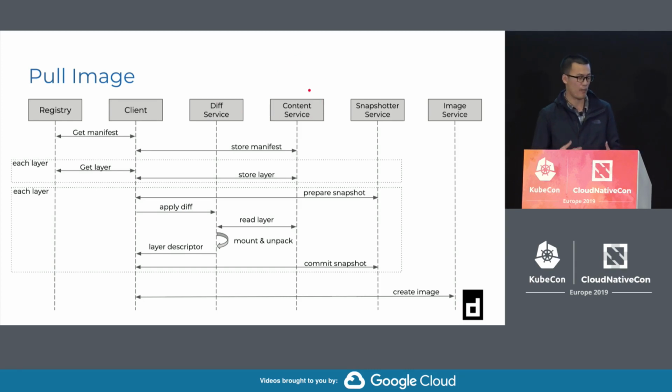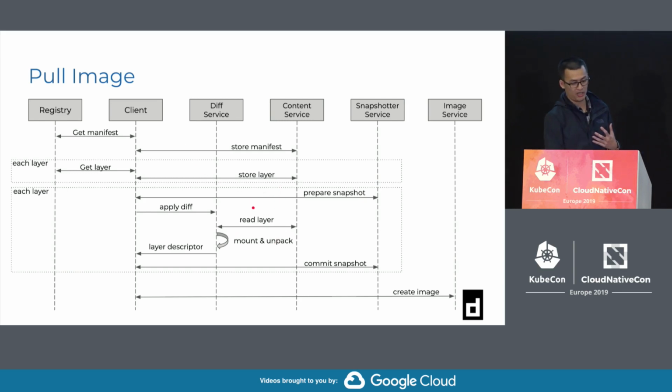And then it will parse the manifest and try to download each layer's data into the content service. But now we still have only the raw data. We can use this to run a container, but we need to unpack it. So the client will call the snapshot service to prepare a snapshot for each layer, and then it will call the diff service to read the layer data from the content service.